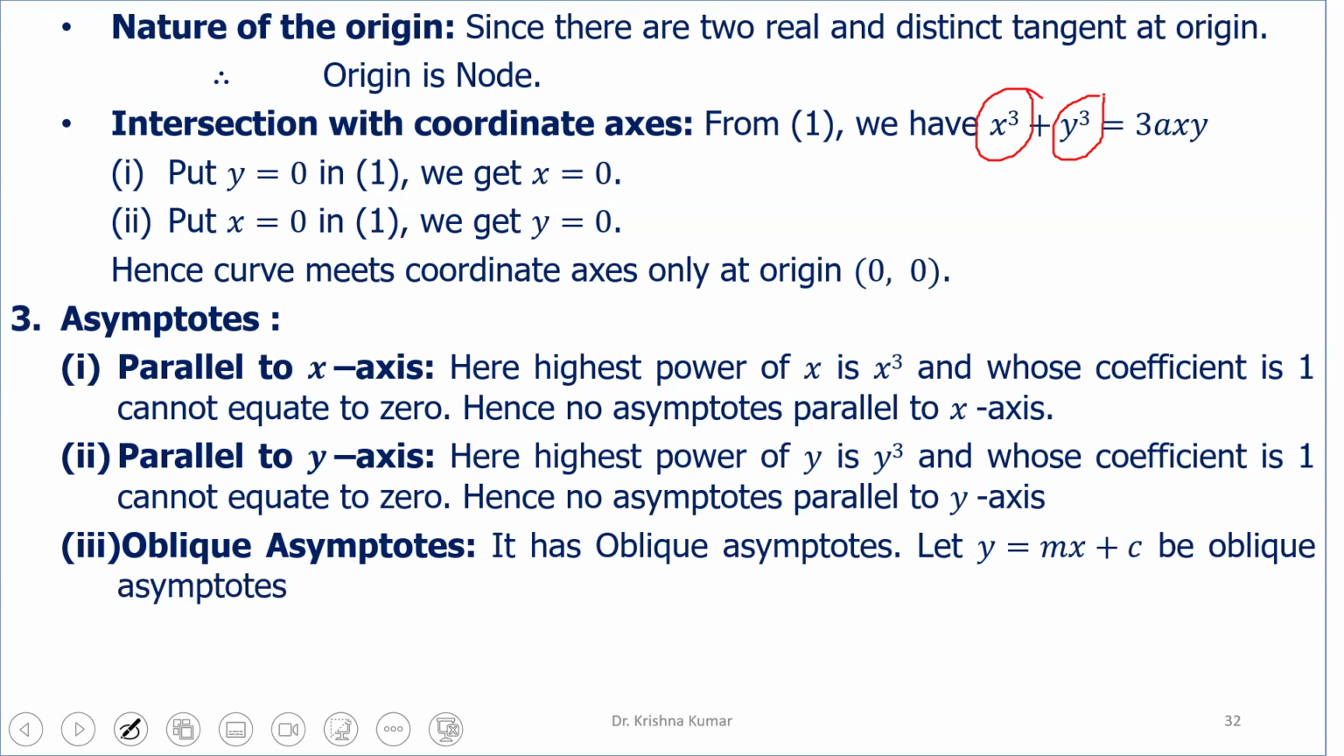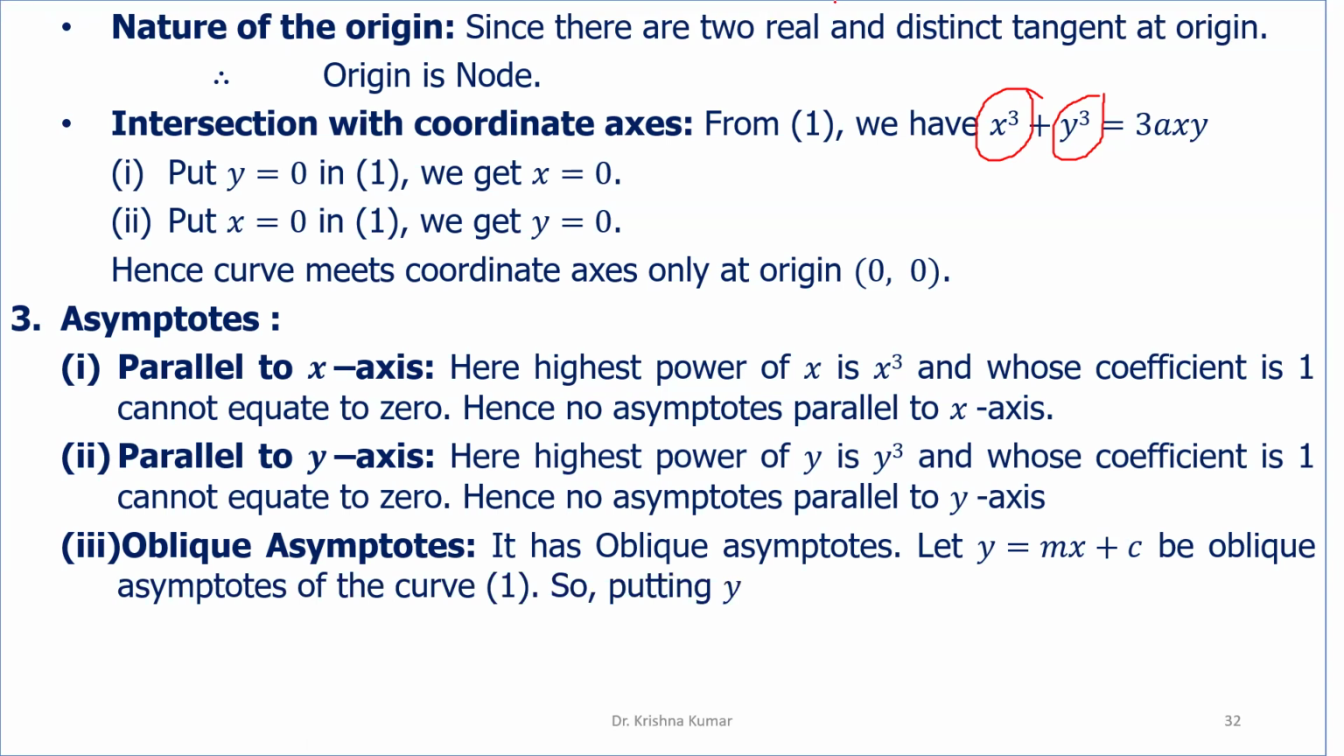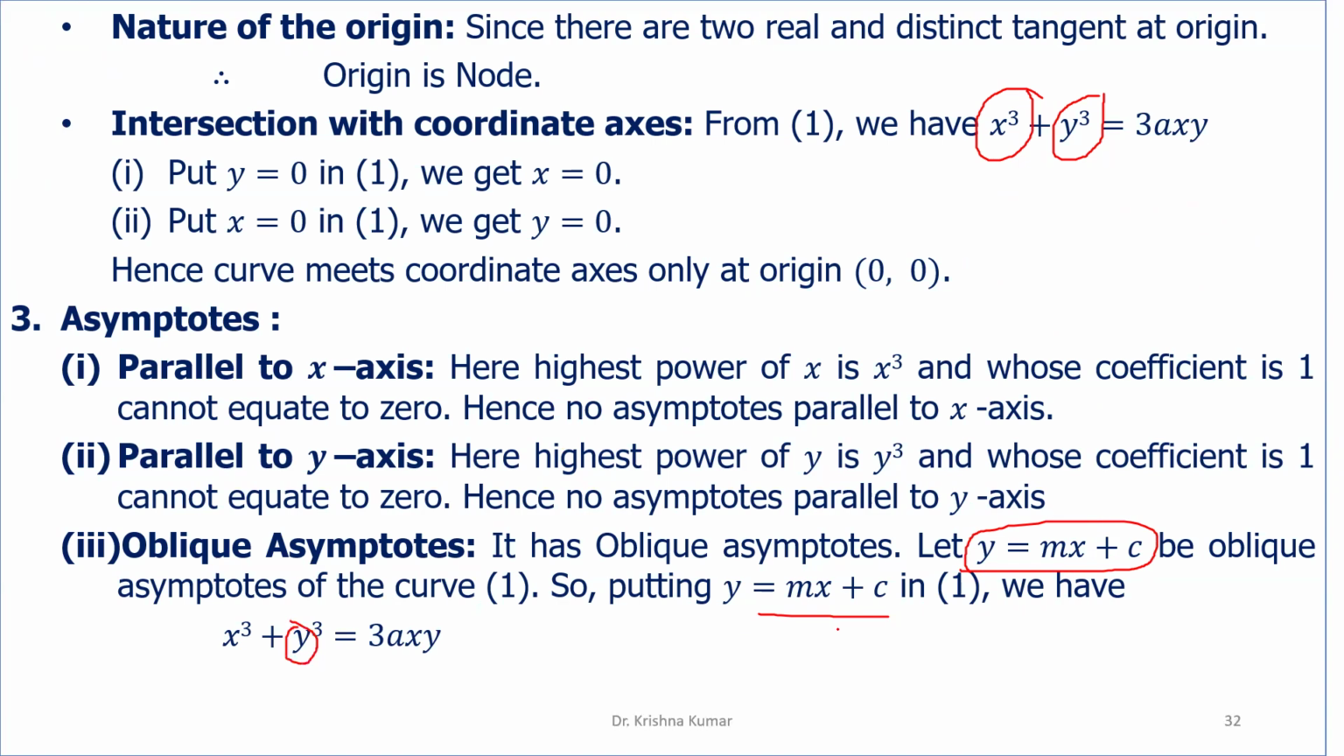So how to get oblique asymptotes? We know what an asymptote is: it is nothing but a straight line which is at finite distance from the given curve and touches it at infinity. Let us take y equal to mx plus c as the oblique asymptote of the given curve 1. So let us put y equal to mx plus c in equation number 1: x cube plus y cube is equal to 3axy, with the value of y equal to mx plus c.